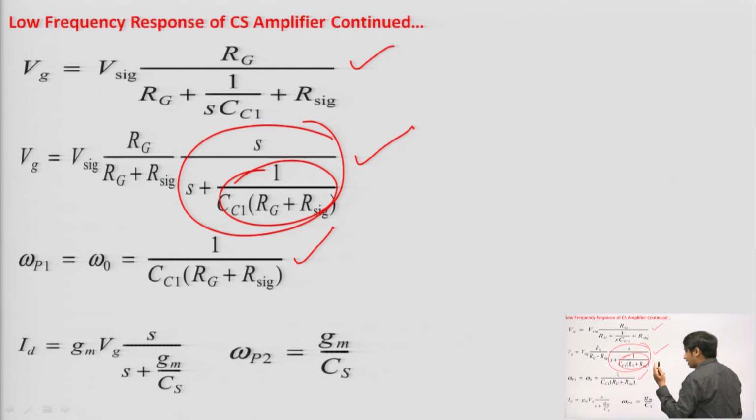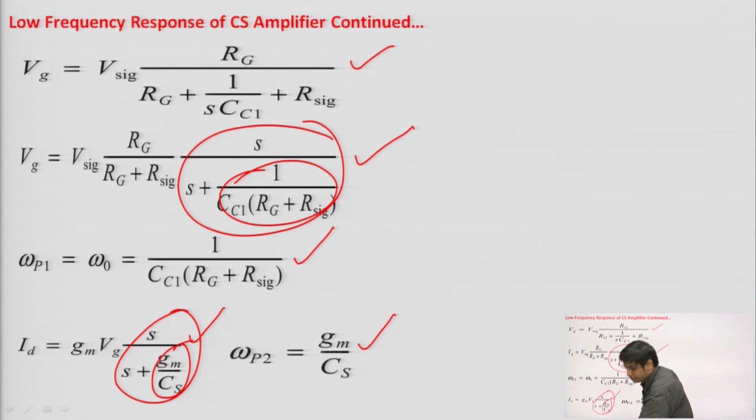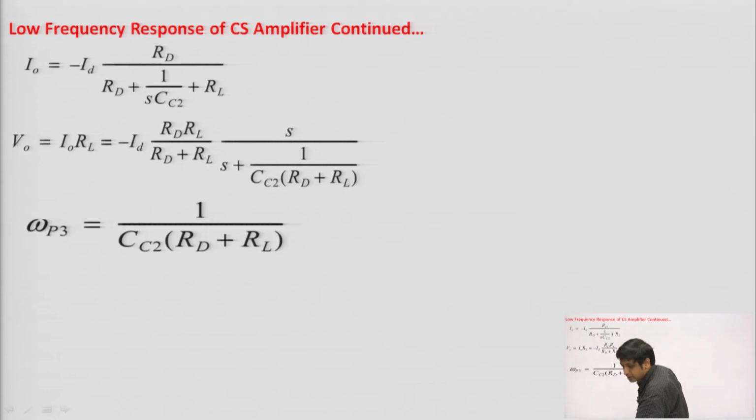Similarly, to calculate the second corner frequency, we will use this expression of Id that I have already discussed. From here we will get the second corner frequency, that is Gm upon Cs. Again it is in the form of S upon S plus something. This something is your corner frequency. This is a kind of high pass type.